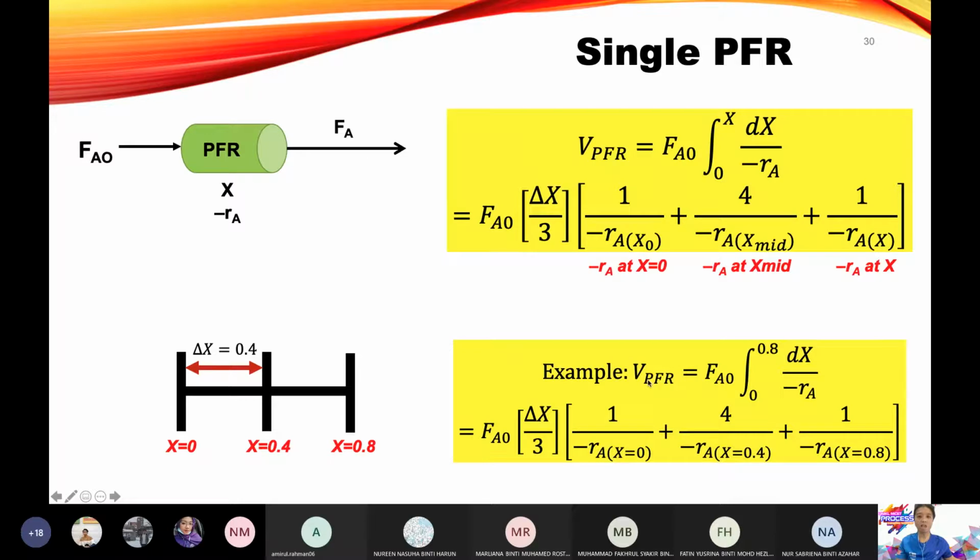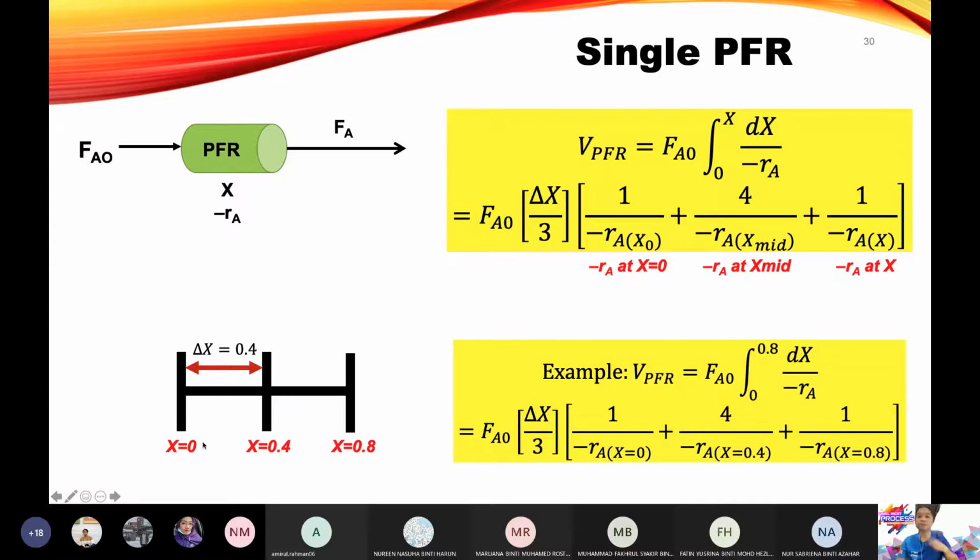So volume PFR equals FA0 integrating 0 to 0.8 dX per minus RA. Again, why is the bottom limit 0? Because in a single PFR, it starts the conversion from 0 to your final conversion, let's say 80%, 0.8. So you have to rewrite it in the form of Simpson's one-third rule. Beginning with FA0, in bracket, delta X per 3, okay.